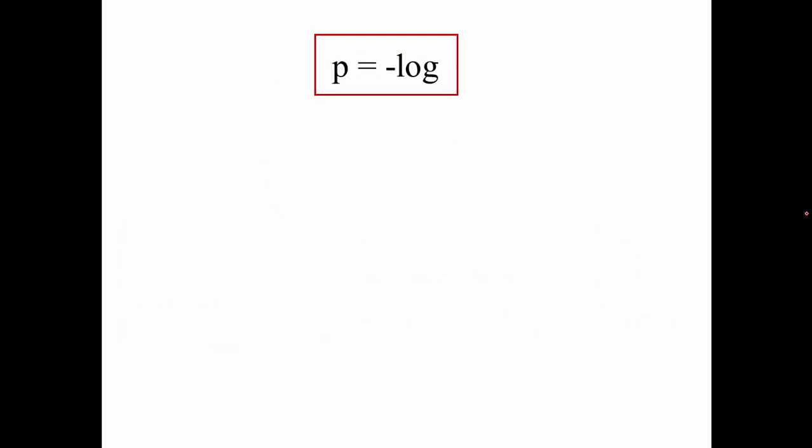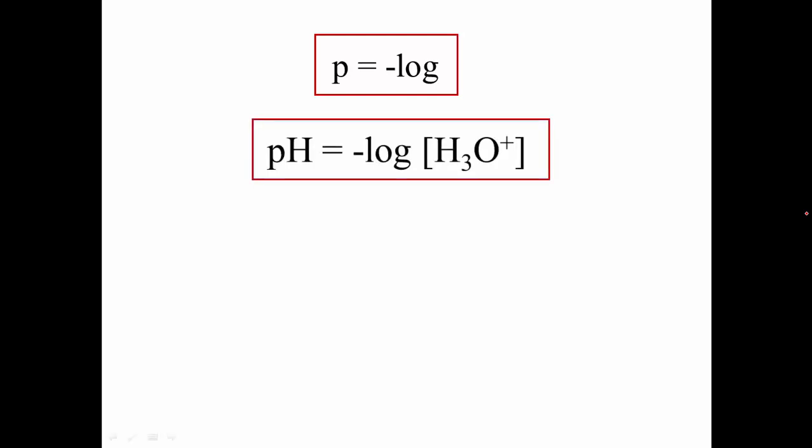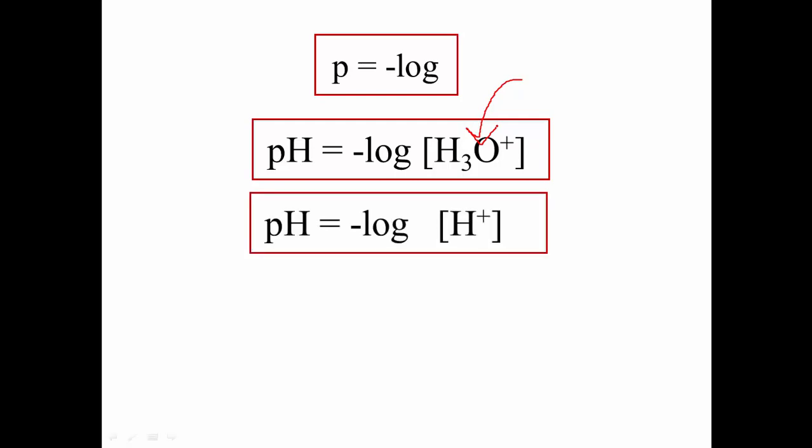So the lowercase p means to take the negative log. You would hit the negative button, not the minus, the negative button, and the log base 10, not the natural log. So if you're trying to put in p, you hit the negative and then your log button. So if I want to know the pH, I take the negative log of this hydronium ion concentration. The hydronium ion concentration, and sometimes we might abbreviate it, the H plus concentration. Remember, they mean the same thing.